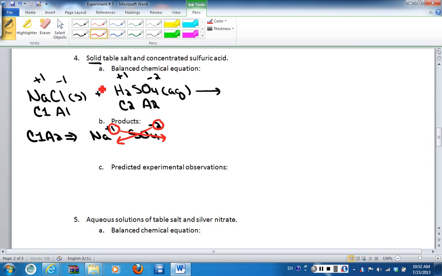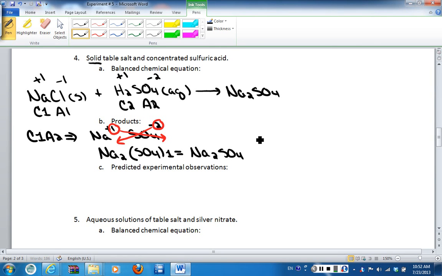So we would have Na2 and then SO4 1. And again, remember that when we have 1 as a subscript, we omit it because it is understood to be there, so this then becomes Na2SO4, or sodium sulfate. So we've predicted one of our products.